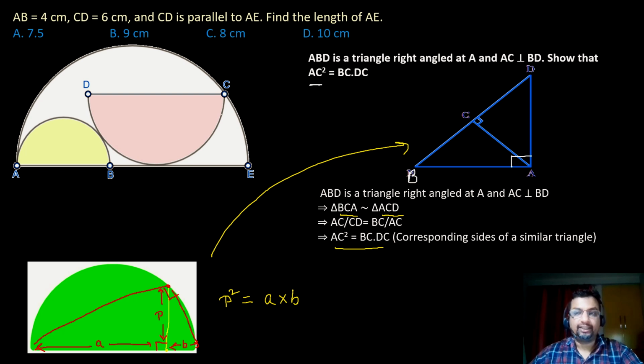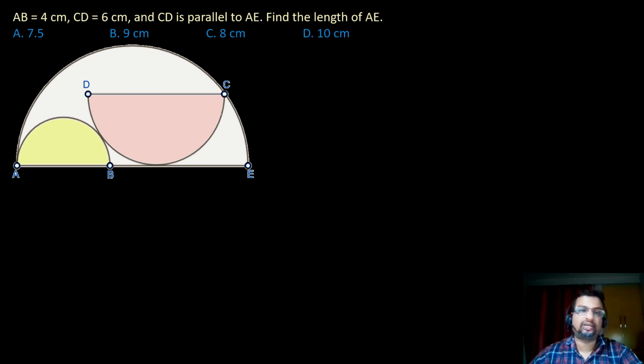So starting to solve our question, this is our question. AB is given to us as 4. Let's say this is the center of AB and this is the center. So this length must be 2. Radius is 2 because the diameter is given as 4. CD is 6, the diameter is given as 6, so I can say the radius is 3. Right? I hope it's clear.